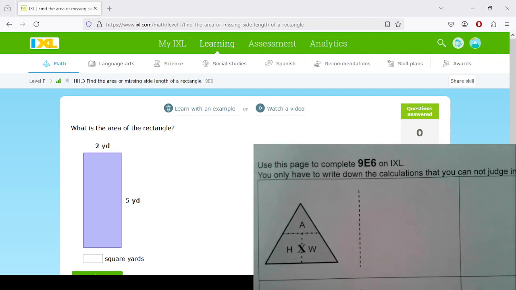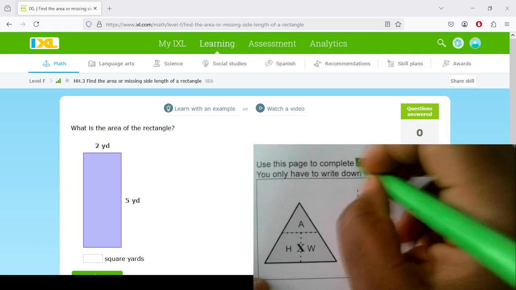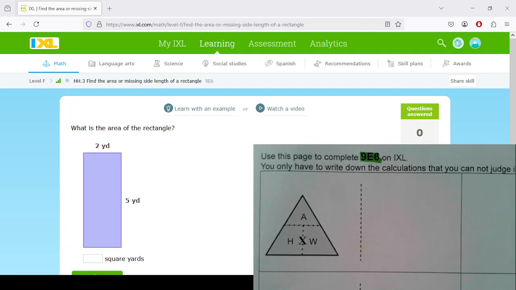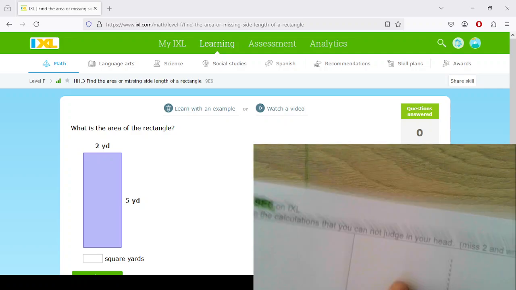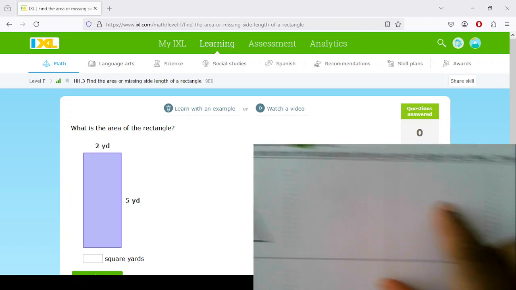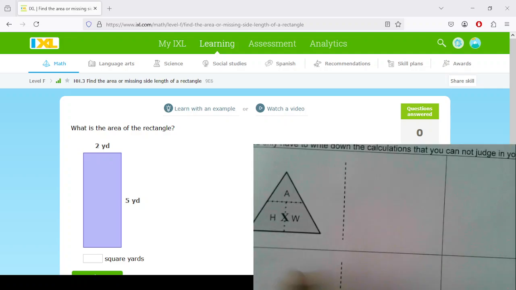We're going to use this page to complete 9E6 on IXL. So you only have to write down the calculations that you cannot judge in your head, but if you miss 2, then you're going to write them.